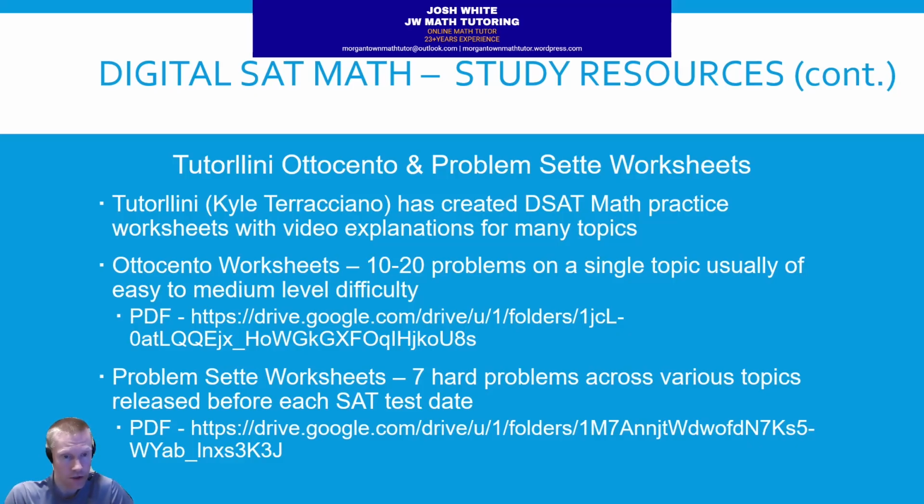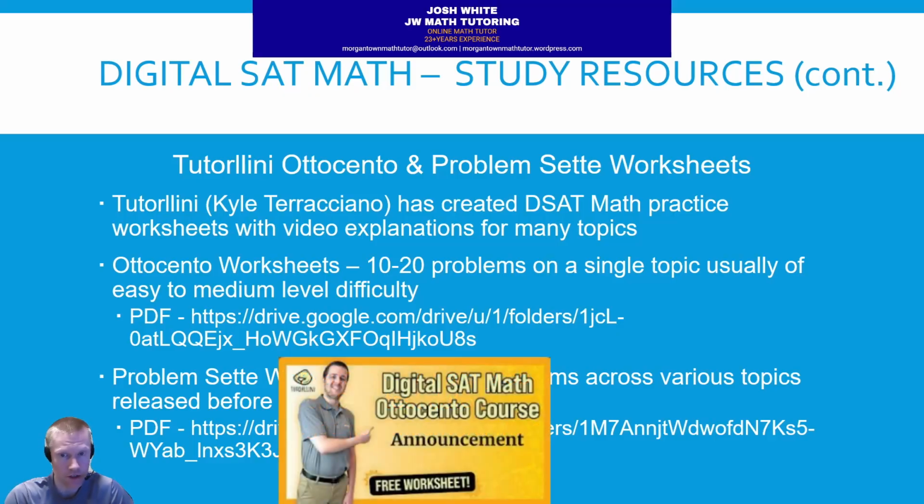And there's basically two different groups. So the Ottocento worksheets are basically 10 to 20 problems on a single topic, usually of easy to medium level difficulty. And the videos that go over the answers have instruction on the topic at the beginning. It's anywhere from like the first 20 to 45 minutes of the video are basically just straight instruction of the topic, and then you can complete the practice problems and then go back and check your answers. So there's a link there to where you can download those PDF worksheets.